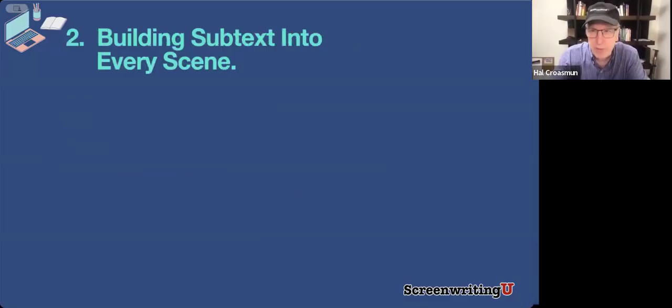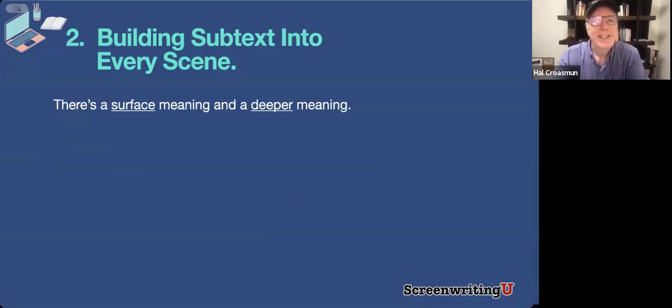building subtext into every scene. This was one of the other things I recommended earlier. Know this: in every scene, there's a surface meaning and there's a deeper meaning. If all of whatever is deep you have on the surface, you have characters talking about it, you have them specifically working on it, whatever it is, then it's all on the surface.